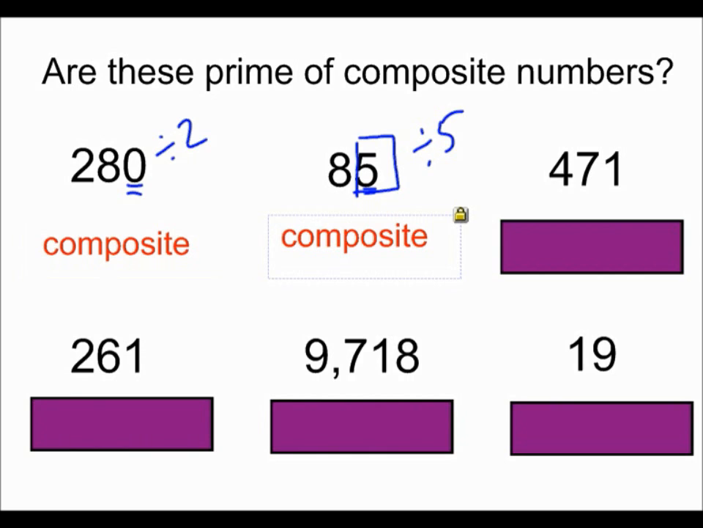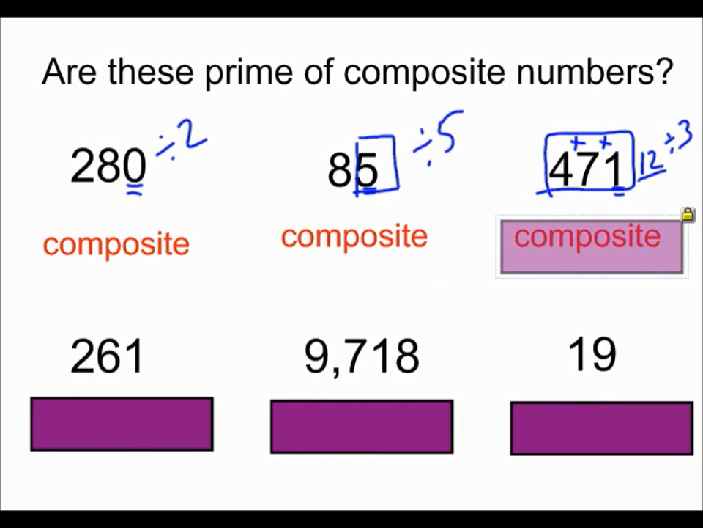Now, when you look at the next example, 471, it looks like it might be a prime number. It ends in 1. It's an odd number. But if you remember the rule for 3, we add up the sum of the digits: 4 plus 7 plus 1 is 12. The sum is 12. And the divisibility rule for 3 is, if 3 will go into the sum of these numbers, and 3 goes into 12, then this whole number is divisible by 3. And since it's divisible by 3, it's a composite number.